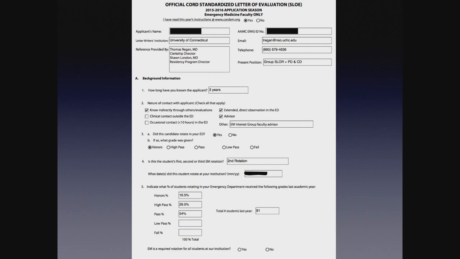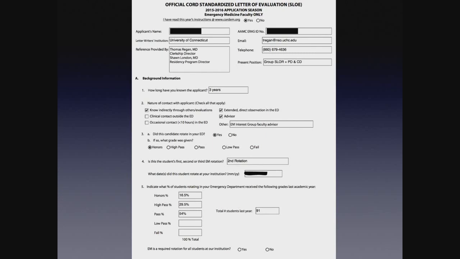So this is basically what the letter looks like, all right? Who is the letter writer? And we're going to talk a little bit about the references provided by Box in a little bit, and where it says present position, the group SLOE is very important, and we're going to talk about that in another couple of slides.